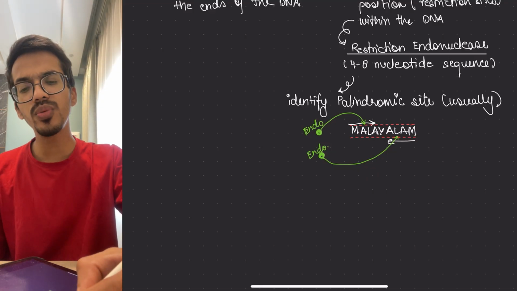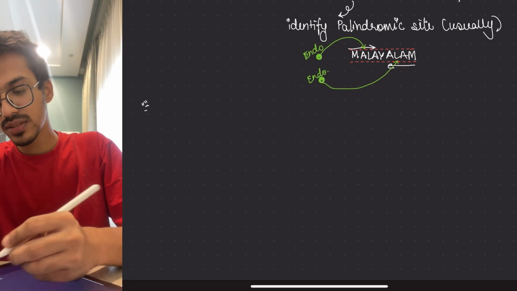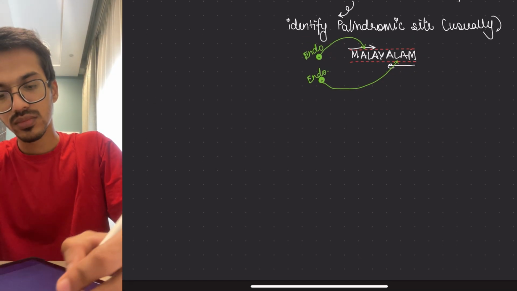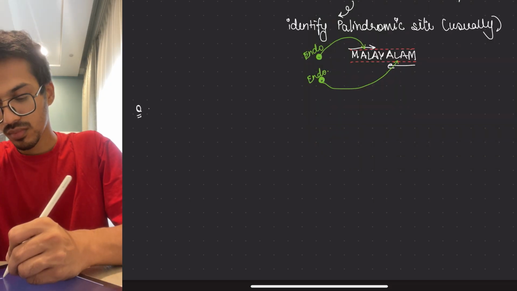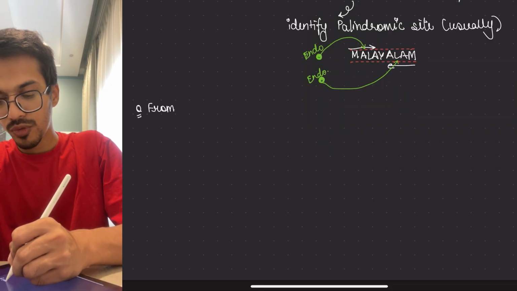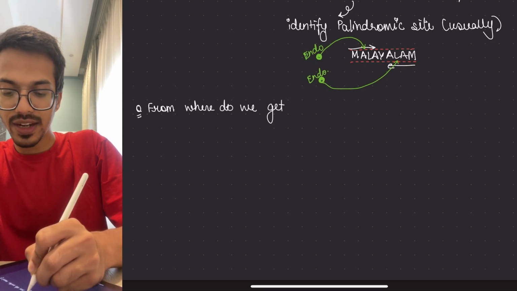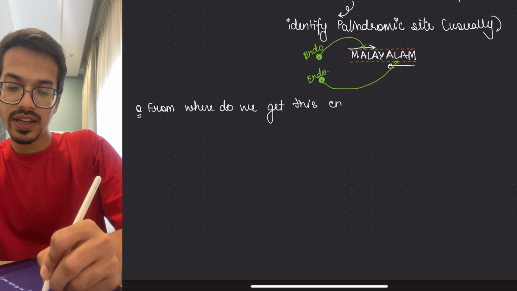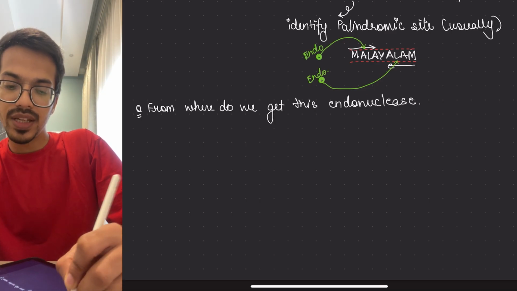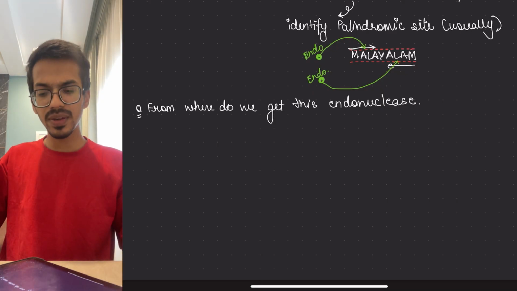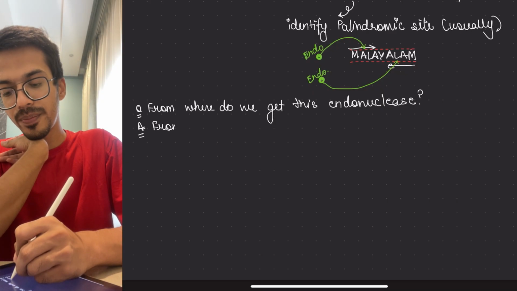Now, from where do we get this endonuclease? It is cutting the DNA, so we must be getting it from somewhere. The answer to this question is from bacteria.